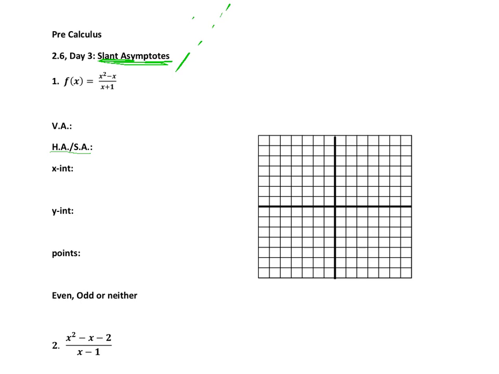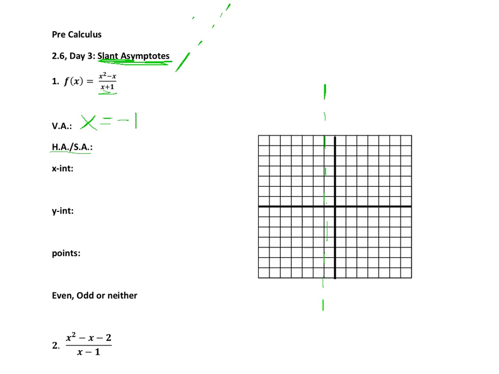All right, let's look at this one. The VA is very apparent. The bottom here is x plus 1. So x could not equal negative 1, so that's our VA. So if x equals negative 1, I'm going to graph this. Here's the dotted line, x equals negative 1. So it's never going to hit that.